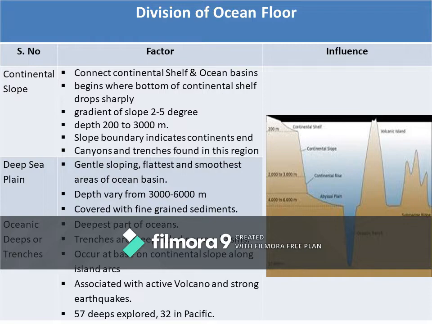About oceanic deeps or trenches, these are the deepest parts of the ocean. Trenches are relatively steep-sided, narrow basins, 3 to 5 kilometers deeper than the surrounding ocean floor. These occur at the bases of the continental slopes and along island arcs and are associated with active volcanoes and strong earthquakes. They are significant in the study of the plate movements. There are 57 deeps explored so far, and maximum is in Pacific Ocean, followed by Atlantic and then in Indian Ocean.